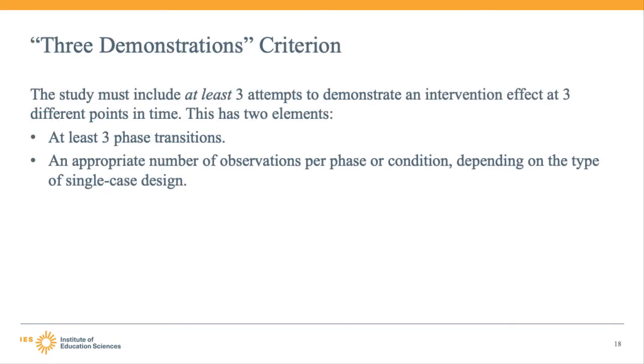Recall that the 5th study rating determinant for single-case designs is that the study design must provide at least 3 attempts to demonstrate an intervention effect at 3 different points in time, with a sufficient number of data points per phase. This is labeled the 3 demonstrations criterion in the standards. There are 2 elements to this 3 demonstrations criterion. First, the criterion requires that the single-case design includes at least 3 phase transitions. Second, this criterion requires that the single-case design includes an appropriate number of observations per phase or condition, depending on the type of single-case design being employed.